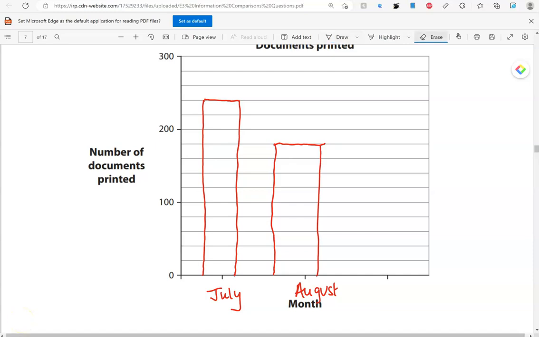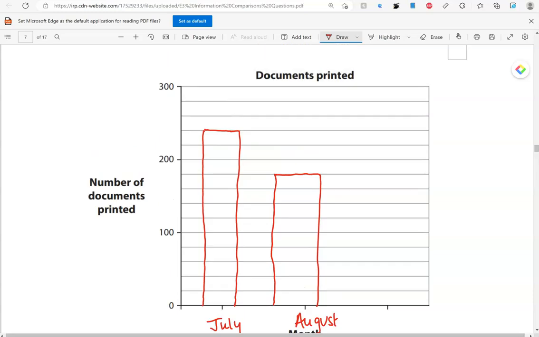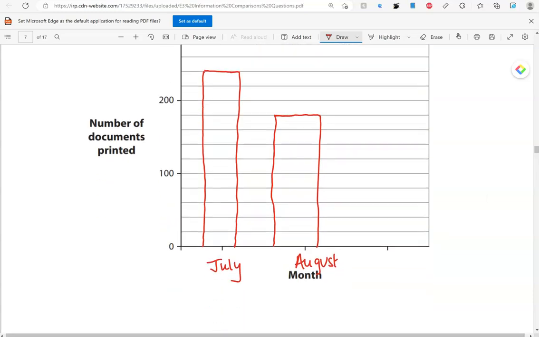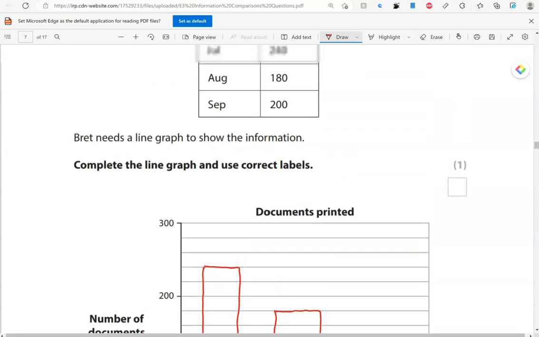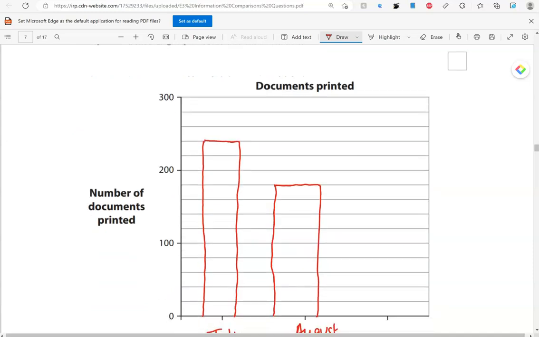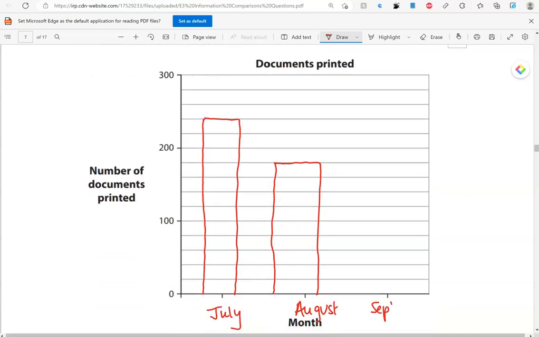You'd need to use a ruler and draw the lines correctly. It doesn't need to be perfect, but straight lines need to be used. September goes up to 200. So there is 200. You need to give the bars the same width. Of course, when you use the ruler, that's much easier to do.